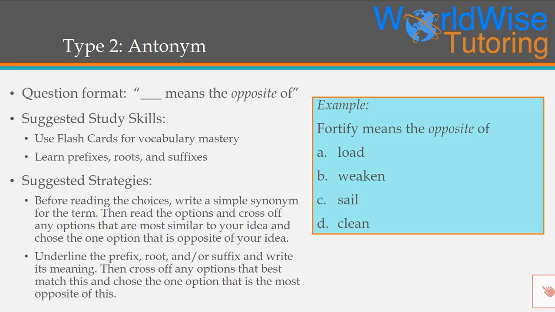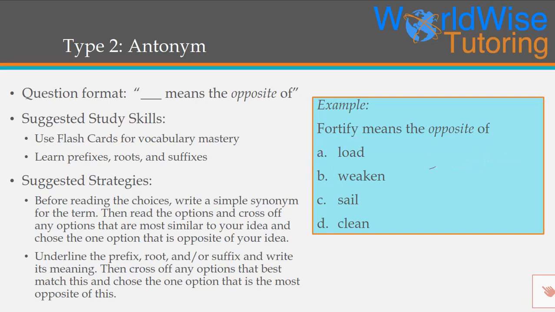Just like with the synonym strategies, before you read the answer choices, write a simple synonym for the term. Fortify, I know, means to strengthen. So I'm going to write that down. Now I'm going to read the answer choices and I'm going to cross off any that are most similar to my idea. Load could be strengthen. And then I'm going to choose the one that is the most opposite of my idea, weaken. So in this case, you're choosing the one that's the most different.